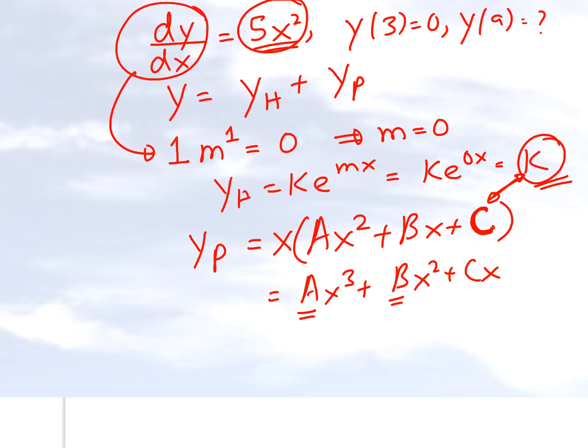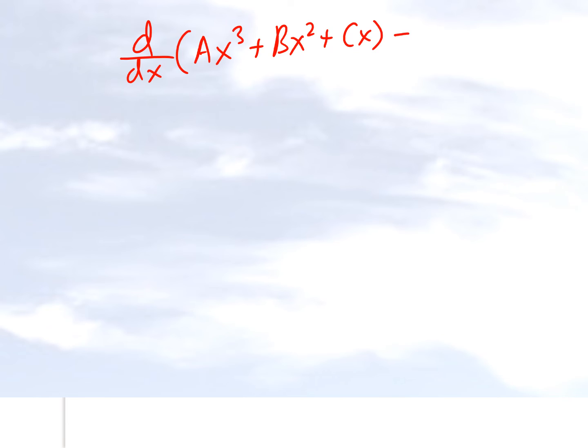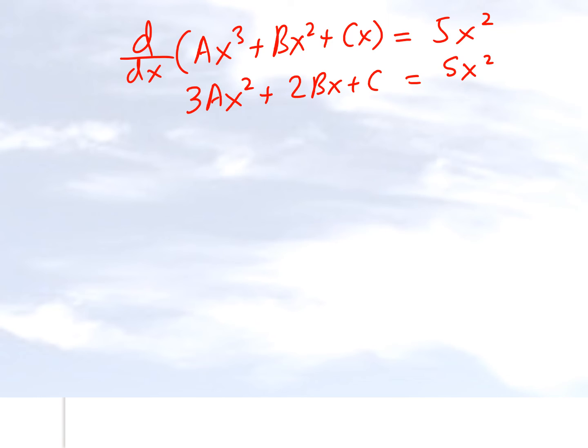So what we'll do is define a, b, and c. And how do we do that? We plug it back into the differential equation. So we'll have dyp by dx equal to 5x squared. The particular part of the solution is ax cubed plus bx squared plus cx, and we have to put it equal to 5x squared. So this gives us 3ax squared plus 2bx plus c equal to 5x squared when we take the derivative of it. And I'll write this as 0x plus 0.